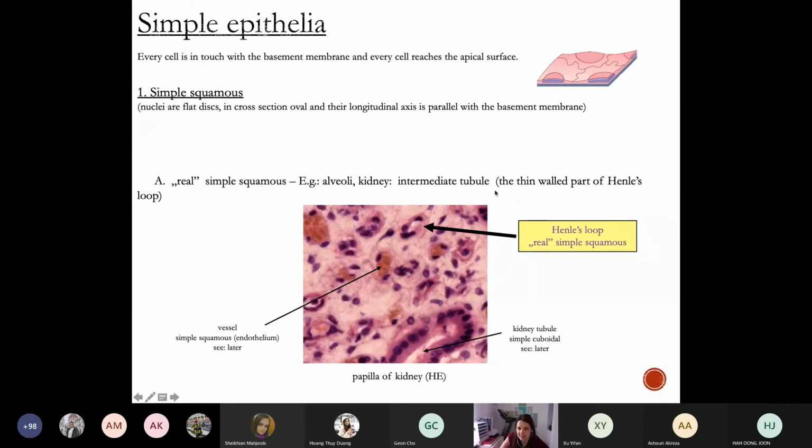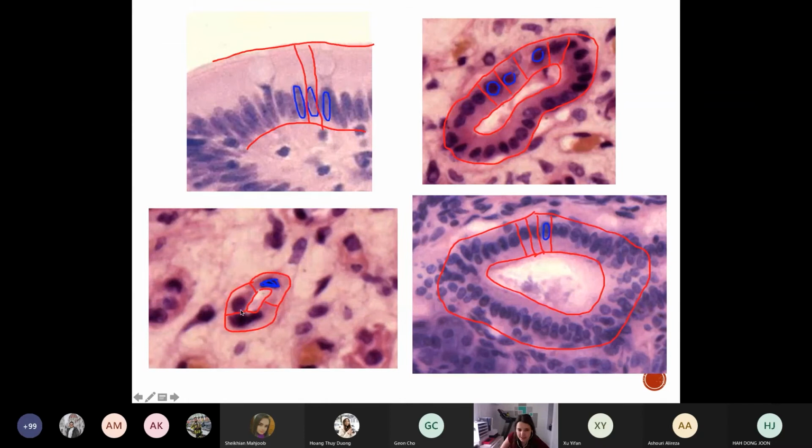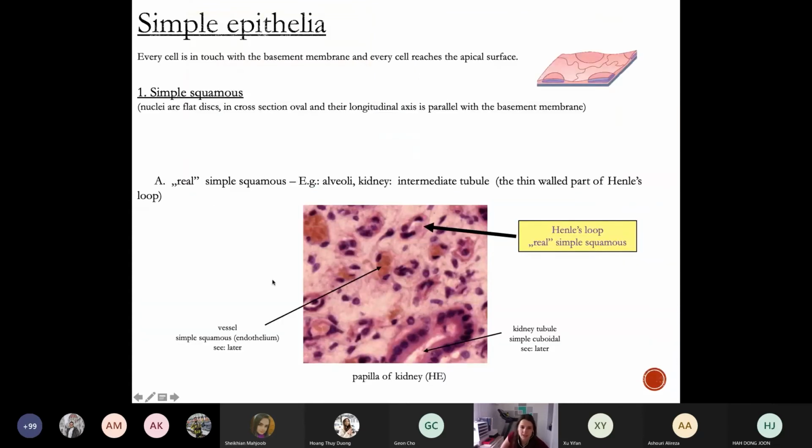It's like the so-called Henle's loop in the kidney. This is the one which we used as an example in the previous picture as well. Okay, so you can see flattened cells, flattened nuclei, and the cytoplasm of the cell is also visible, this eosinophilic cytoplasm around the nuclei. Okay, so this is a normal simple squamous epithelium, which can be found in the kidney or in the lungs, for example.